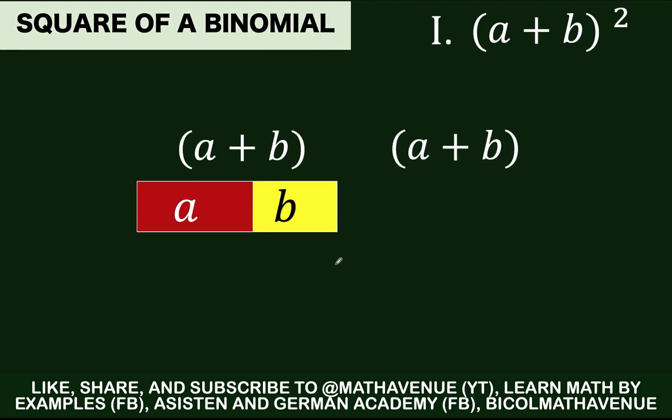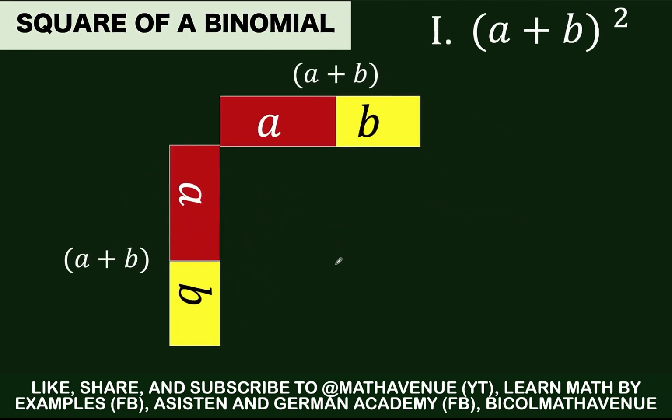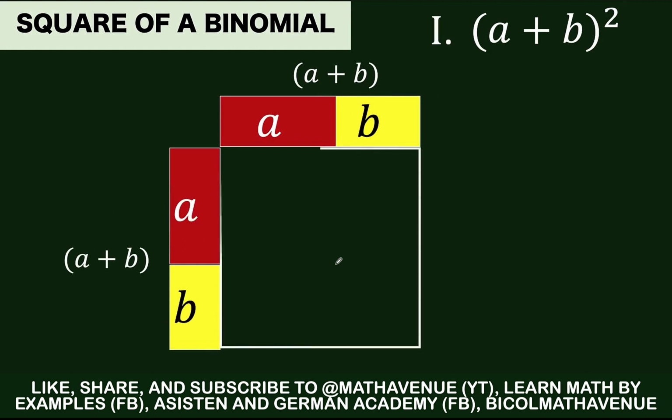It's like this, and this is the same A plus B. The product would be this one. Let's find the area of the square with a side length of A plus B and another A plus B here. So this part here would be A by A, so that would be A squared.